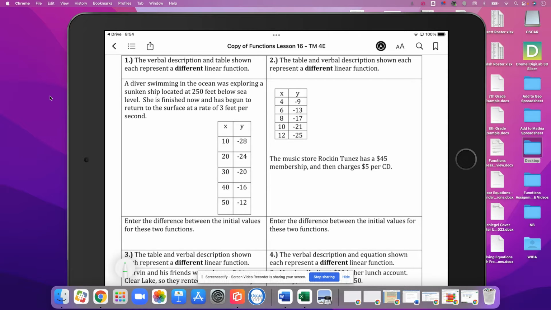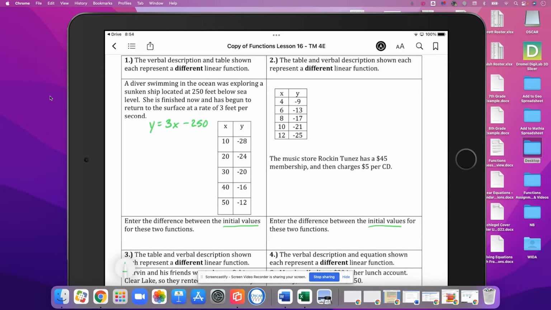We need to find the difference between the initial values for both number 1 and 2. And so we've got a diver swimming in the ocean, sunken ship 250 feet below sea level, began coming back to the surface at 3 feet per second. I think we had this one on the other worksheet actually. So if I wrote an equation for this, the person would be coming back up, so a positive 3, for the rate of change or the slope. And they're down below sea level, so that's going to be a negative 250.